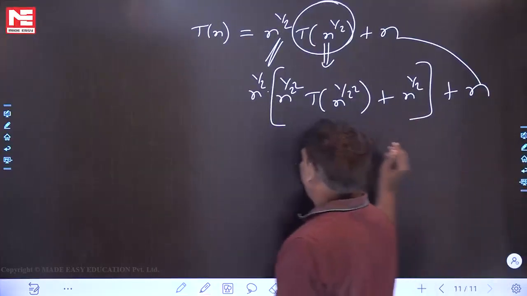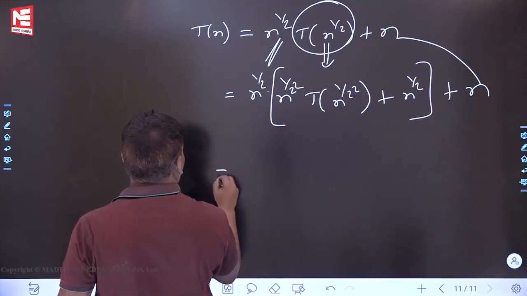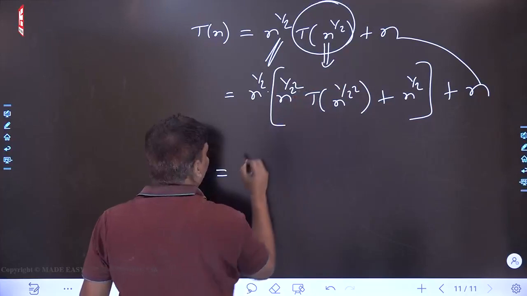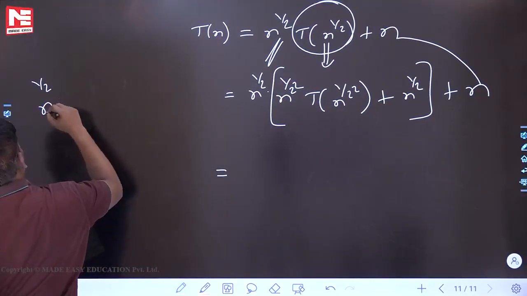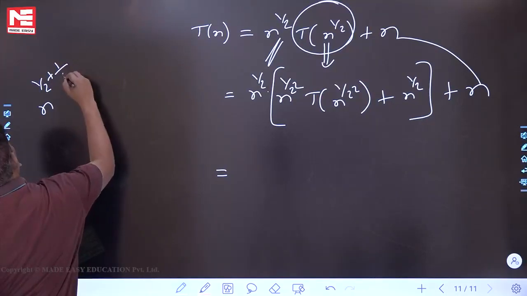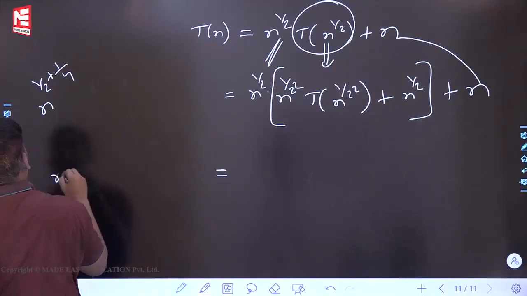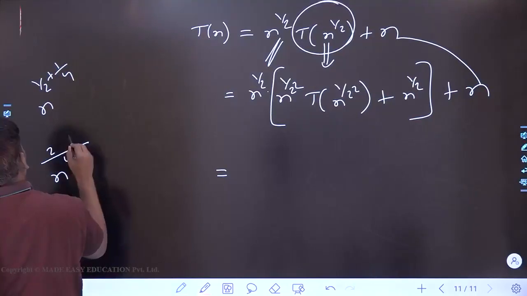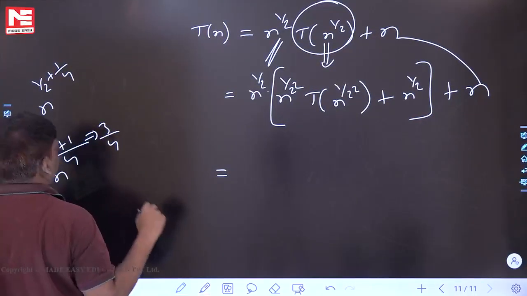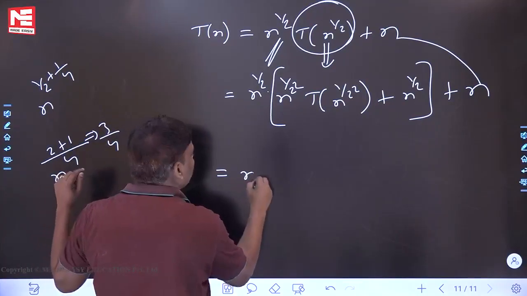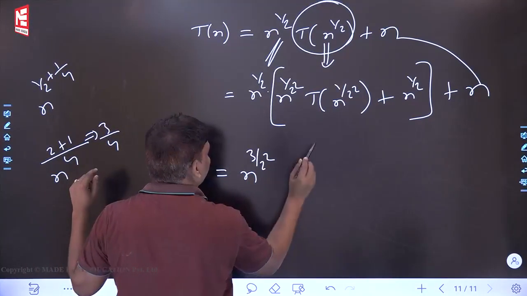Now simplify this one. N power 1 by 2 into n power 1 by 4. What is the answer? It will become n power 1 by 2 plus 1 by 4. This will become n power, with 4 as the denominator, 2 plus 1, which goes to 3 by 4. Right? Let me write it now.